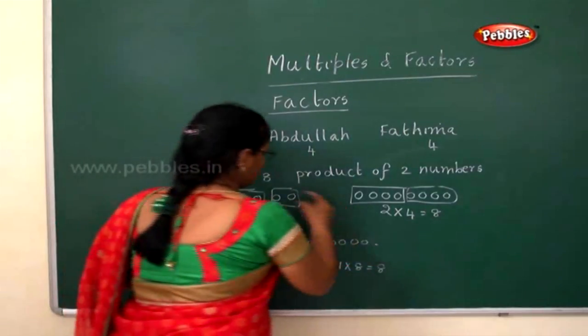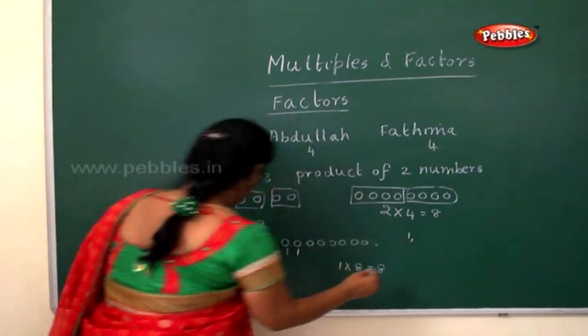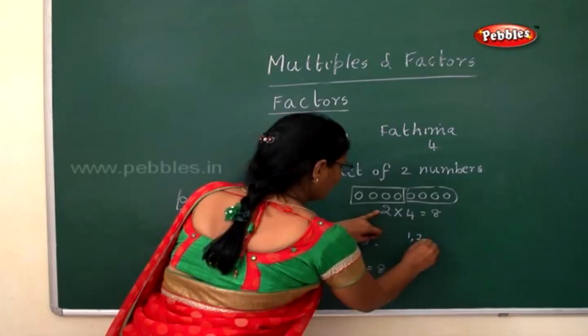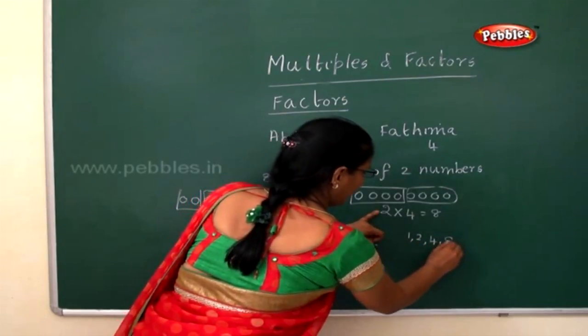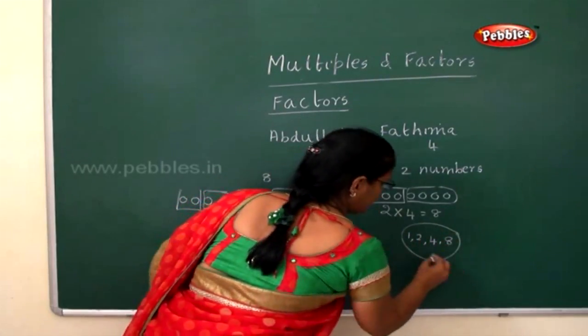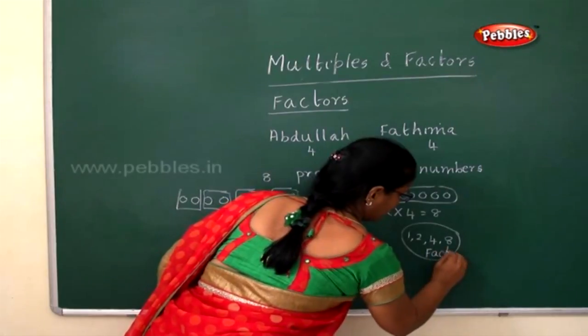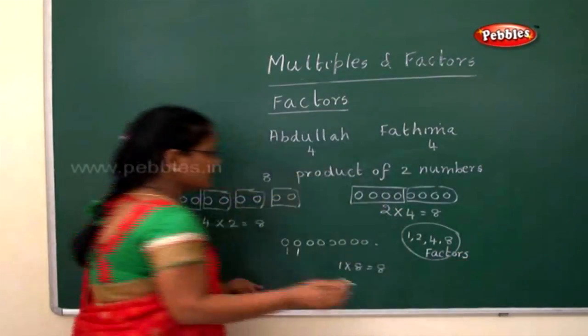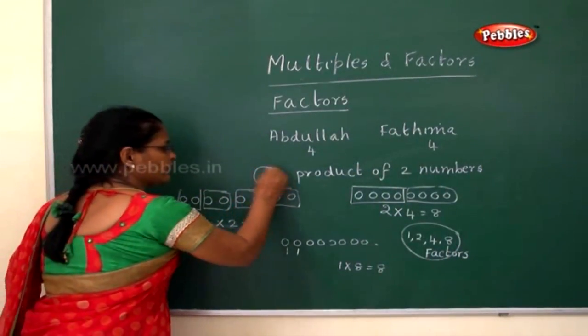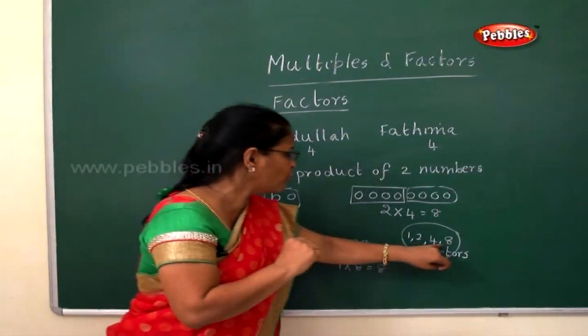Now what are the factors of number 8? 1, 2, 4 and 8. So these are all called the factors of number 8.